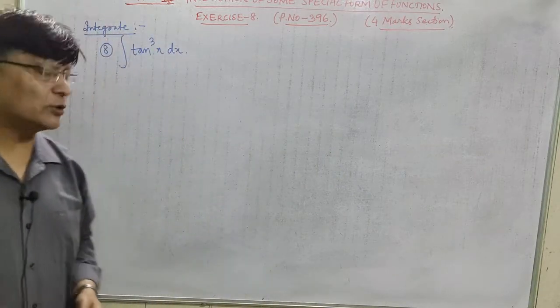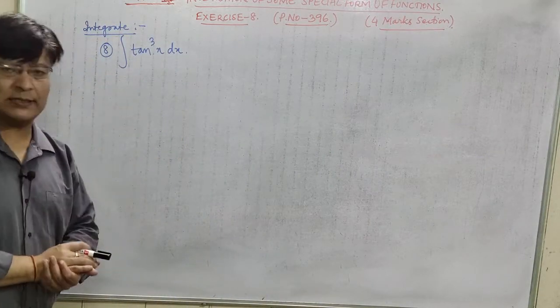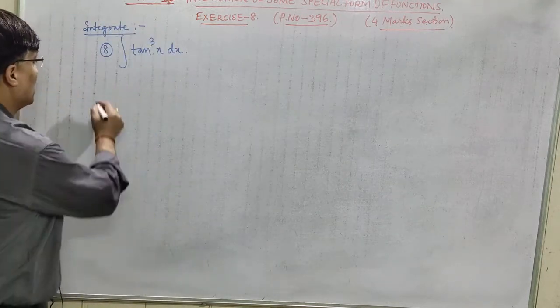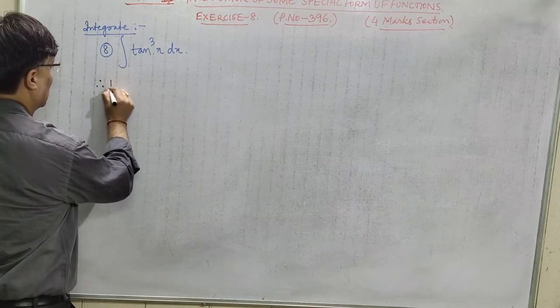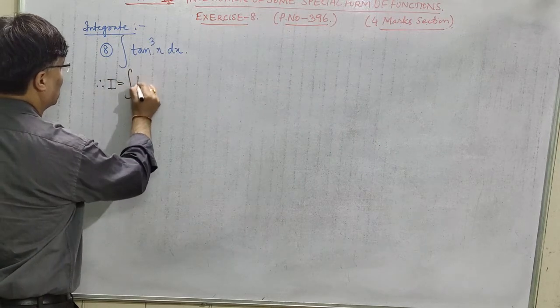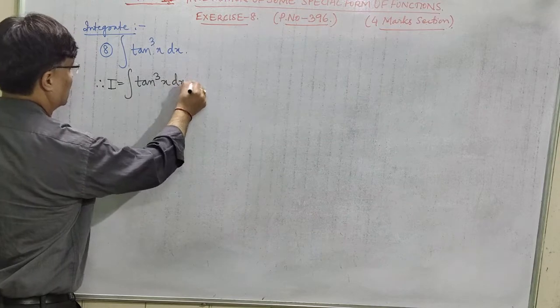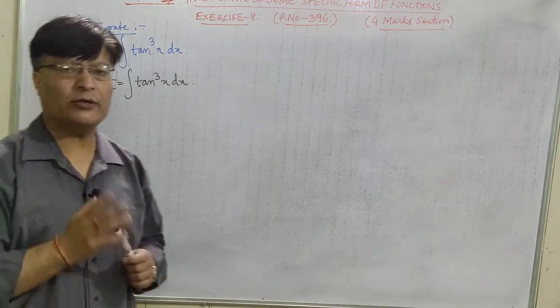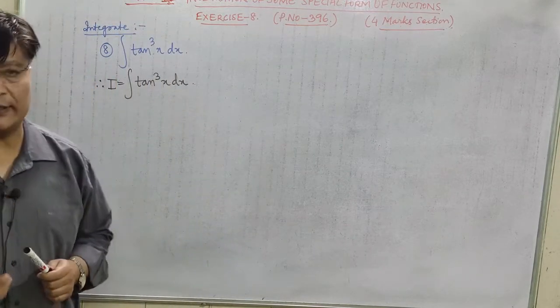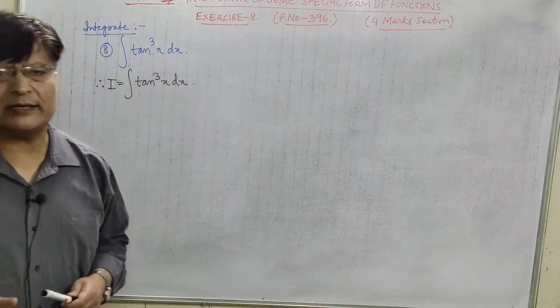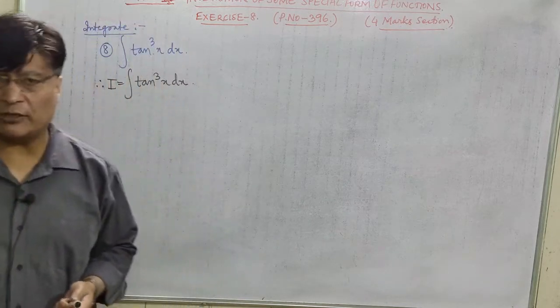So now we'll do question number 8. That is, you have to integrate tan cube x dx. So how can you integrate it? So let us write I is equal to integration of tan cube x dx. So how can you evaluate this integration? You cannot directly integrate it because there is no formula for integration of tan cube x dx.